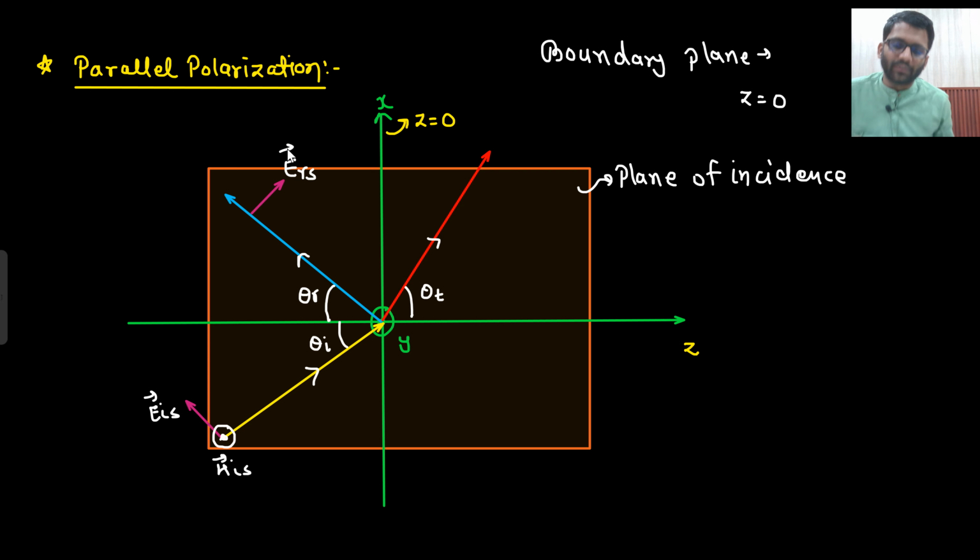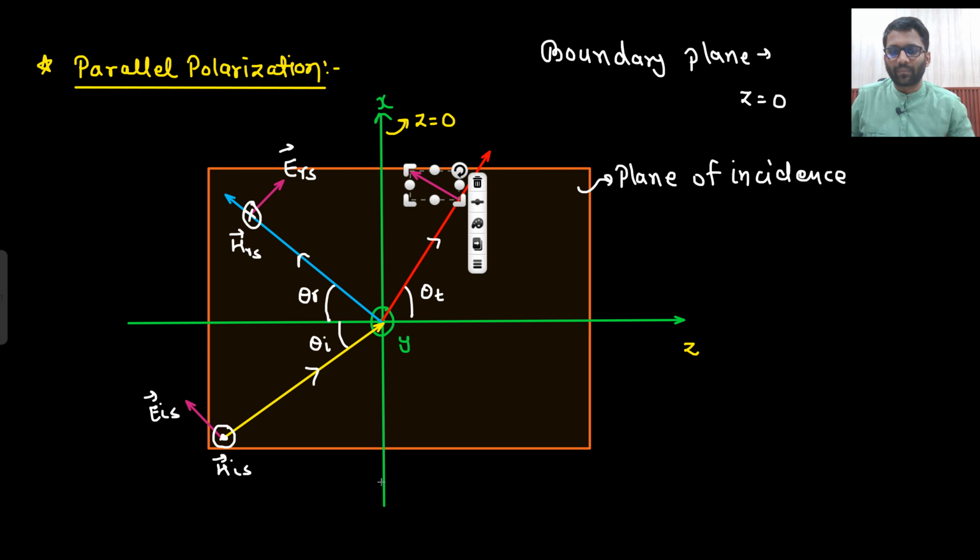This is my reflected. So what will be the direction of my magnetic field? That would be inside. And in this case, the orientation will remain the same only. So this will be your electric field, and the magnetic field will be going inside. HTS and this is ETS. Is that clear to you?